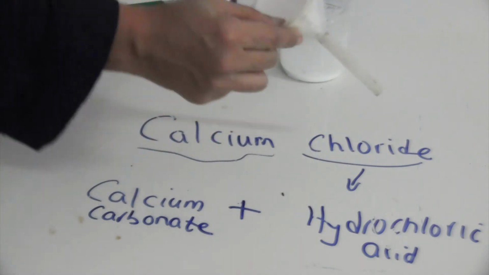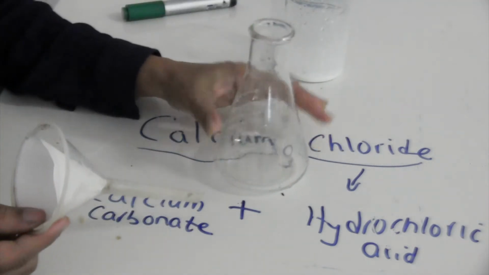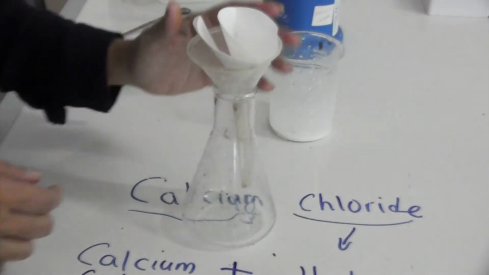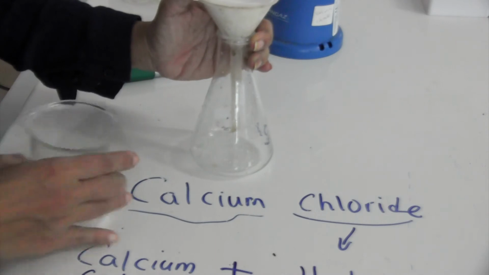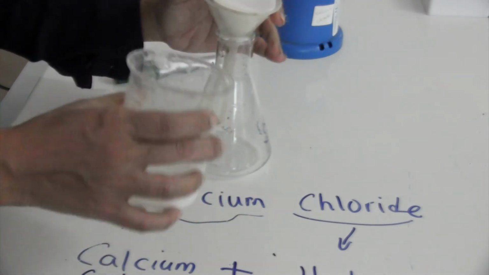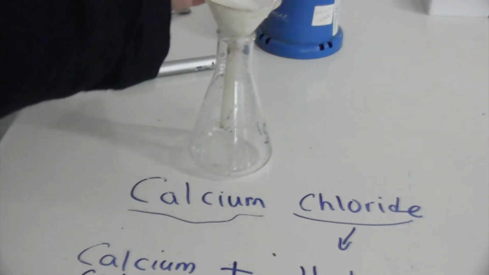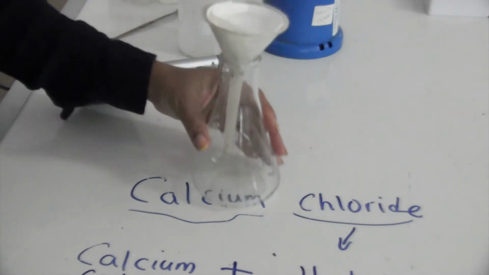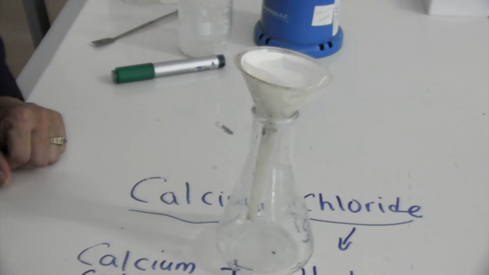Then I'm going to use a conical flask. So this is a conical flask. I'm using this because I can hold my filter funnel onto it. So now I'm going to pour out this solution and the excess calcium carbonate in there. And we wait for a while.